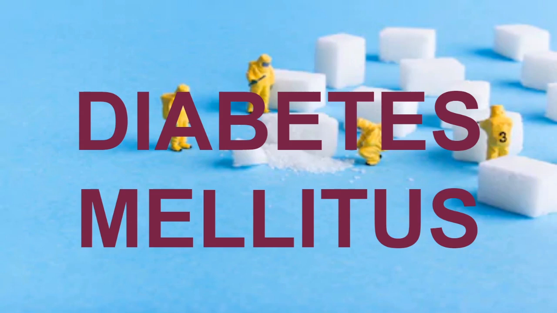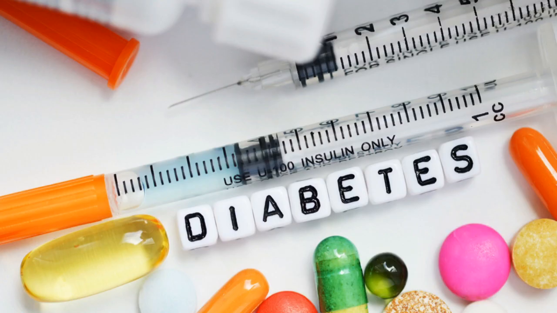Hello everyone. Today we'll discuss one of the common metabolic diseases occurring today, that is diabetes mellitus. Now first of all, what is diabetes mellitus? Diabetes mellitus is also commonly known as diabetes, and it is actually a group of metabolic disorders which is characterized by high blood sugar level in the body over a prolonged period of time.